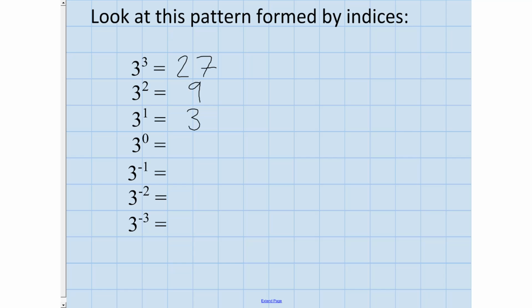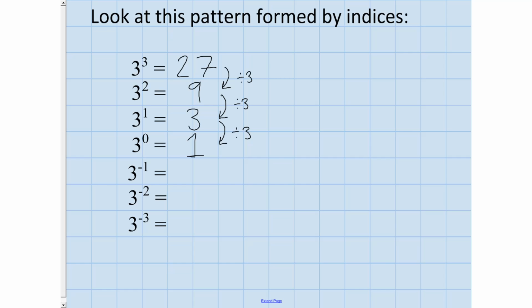Now, what about 3 to the power of 0, 3 to the power of minus 1, 3 to the power of minus 2? What's going to happen here? Well, look what's happening as we work down this pattern. To get from 27 to 9, we divide by 3. To get from 9 to 3, we divide by 3. So if we keep this pattern going and divide by 3 again, we get that 3 to the power of 0 is actually 1. Now, it doesn't seem to make sense, but 3 to the power of 0 is 1.